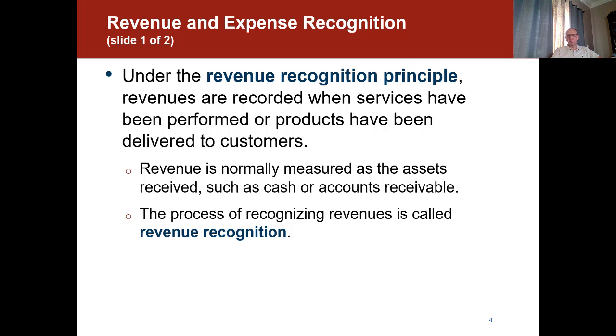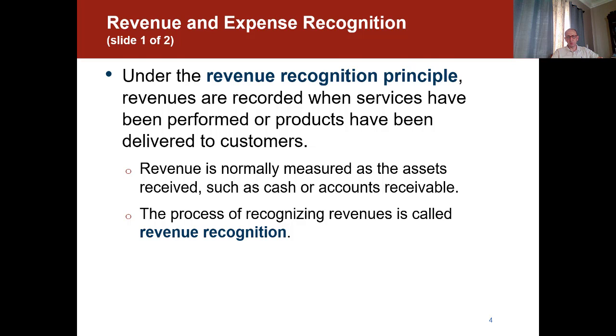Under the revenue recognition principle, revenues are reported when services have been performed or products have been delivered to customers. The revenue recognition principle is one of the important principles, and I think we talked about that in Chapter 1. But I want you to remember that because of the accrual basis, now we have to worry about the revenue recognition principle. Revenue is normally measured as the assets received, such as cash or accounts receivable.